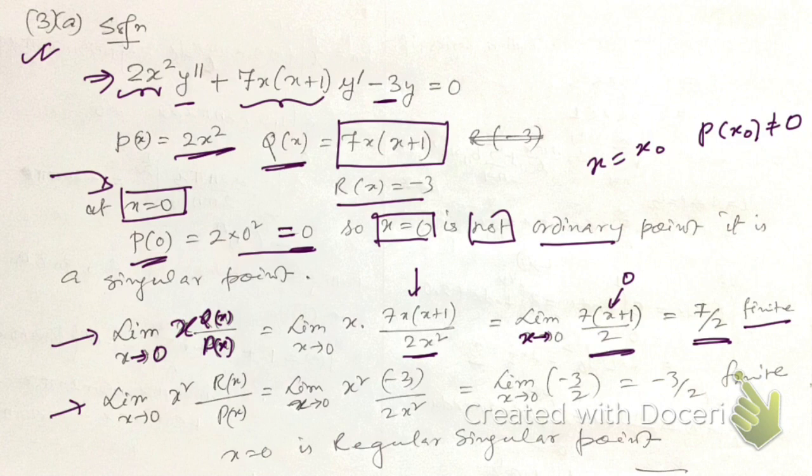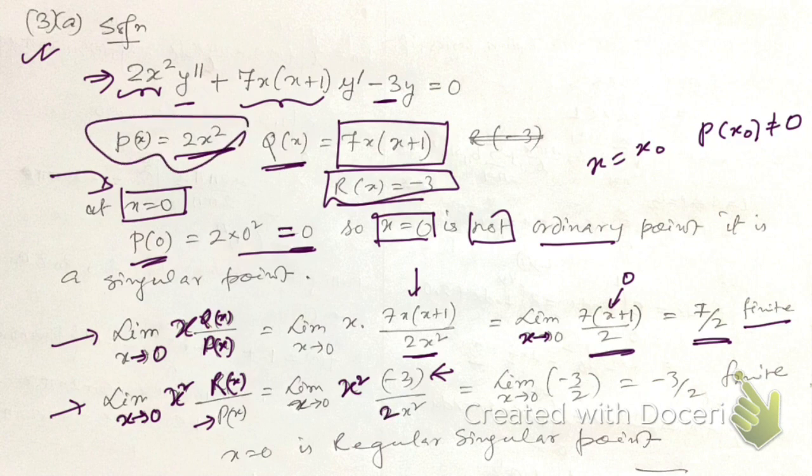Now again, taking the limit as x tends to 0 of x square into r of x, where r of x is equal to minus 3, divided by p of x, which is 2x square. So x square cancels, and we have minus 3 by 2, which is also finite. So we can say x equal to 0 is a regular singular point. Hope you have understood this. Now let's move on to the next question.